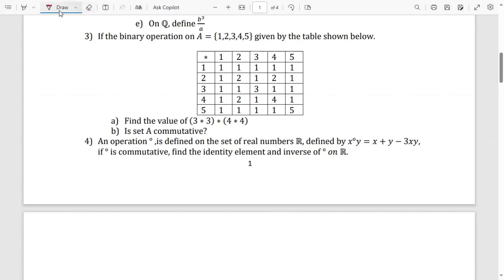Okay, so let's find the value of this expression here: (3 star 3) star (4 star 4). So 3 star 3 on this table, what is it? I go to 3 and then I say star 3. Where are these two meeting? They are meeting here, so it is 3. So 3 star 3 is just 3. And then I have star, and then I check 4 star 4. So 4 star 4 is giving me a 4 here. You can see it. So it will be 4.